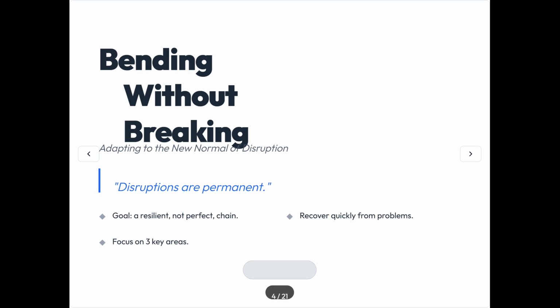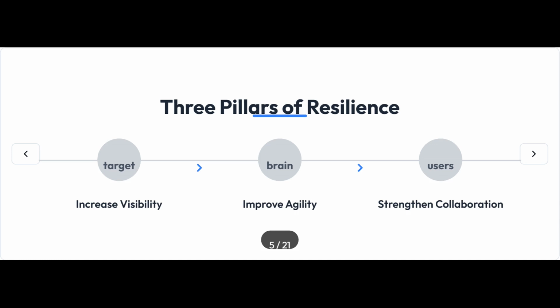To build resilience, you can focus your efforts on 3 key areas. This is a simple framework any supply chain professional can use. Let's look at those areas. As you can see in this infographic, the 3 pillars of resilience are: first, increase visibility. Work to get better data and connect your systems. You can't solve problems you can't see.